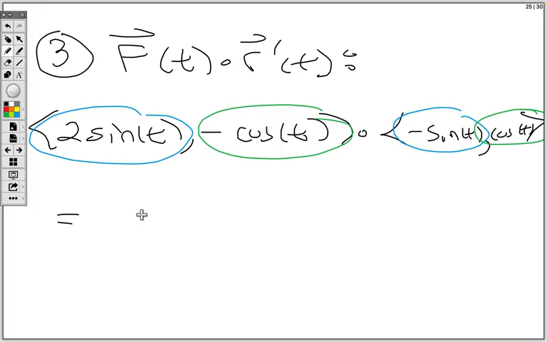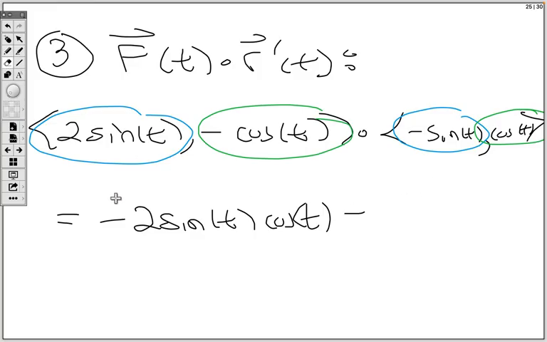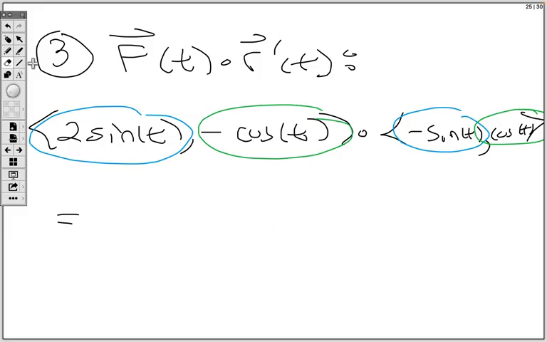Okay, so you've got negative 2 sine of t cosine of t. I'm sorry, I screwed that up. Hold on. I multiplied the wrong things. So 2 sine of t times negative sine of t. Yeah, that's your negative 2 sine squared of t minus cosine squared of t.